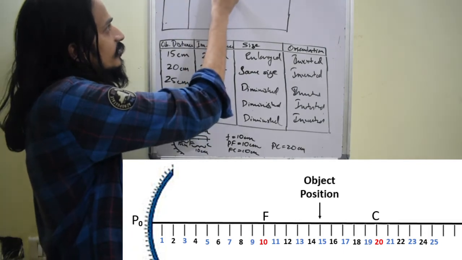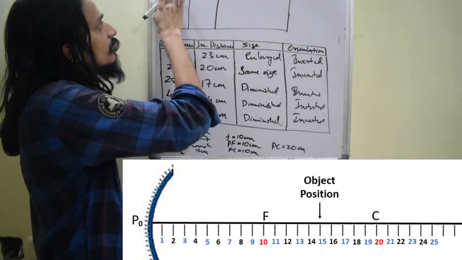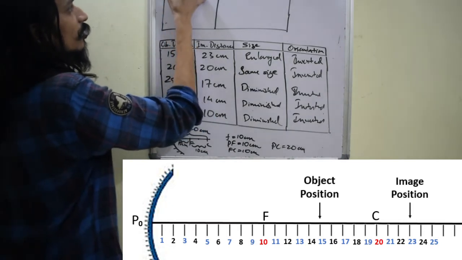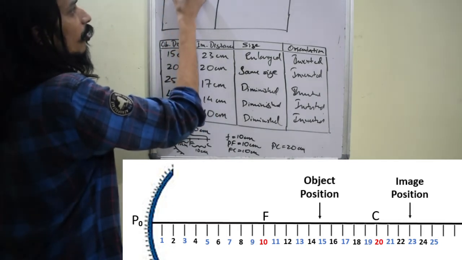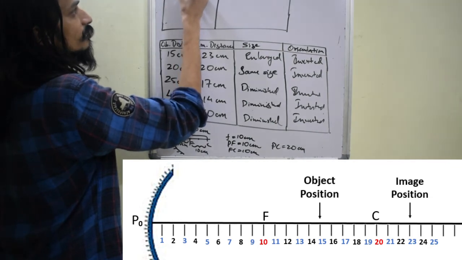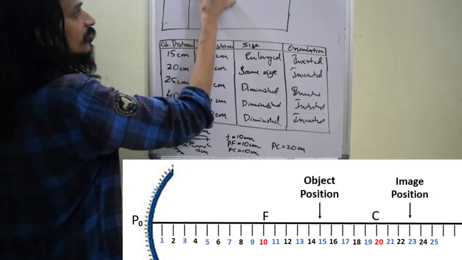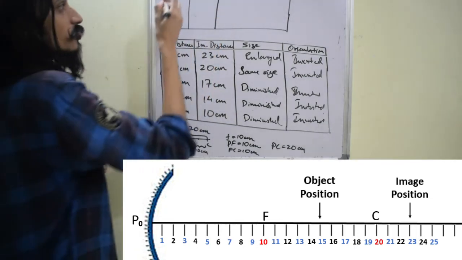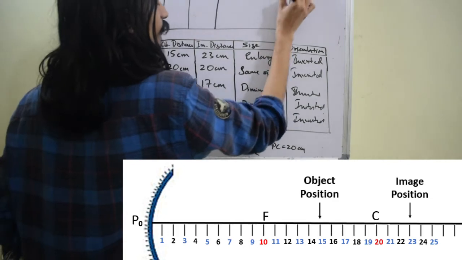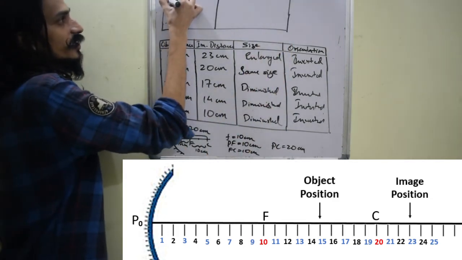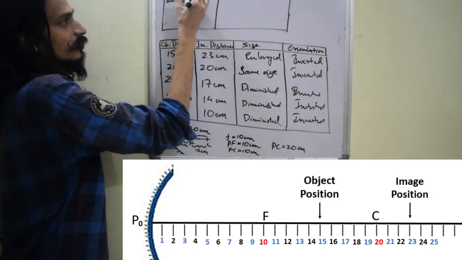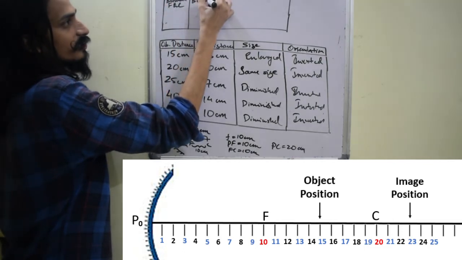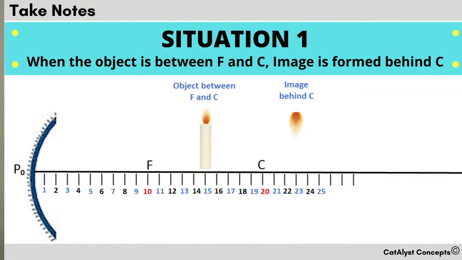I'll just change the heading here. So this is nothing but object position, and this is nothing but image position. I'll attach a table of this in the video, so if the handwriting is not clear, it is okay. So when I say the object is between F and C, the image is forming behind C.